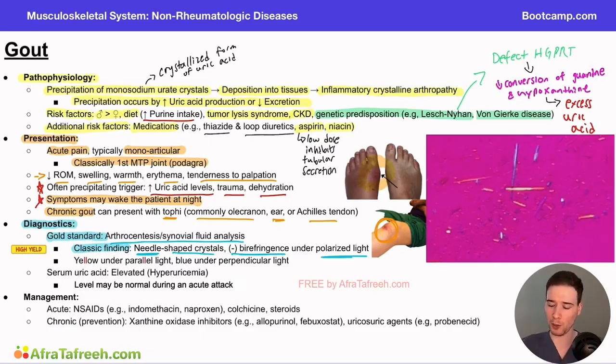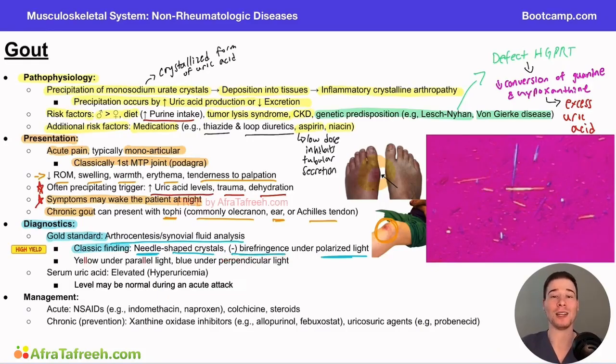So the key things I want to point out here, because they're contrasted to CPPD, is the needle shape of gout. So these are needle-shaped crystals, and you can see these over here, these long, thin structures. This is in contrast to the next condition we'll talk about, pseudogout, which has rhomboid-shaped structures. Additionally, we have negative birefringence under polarized light.